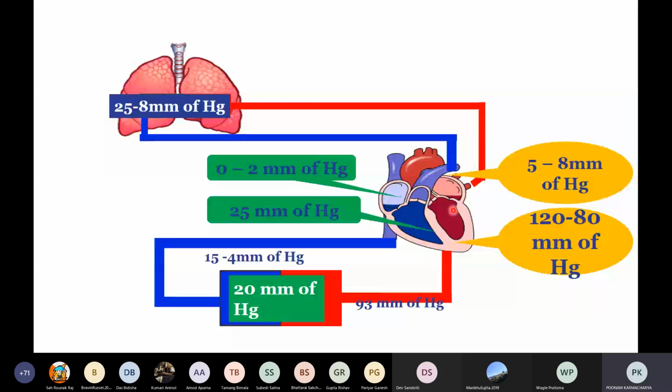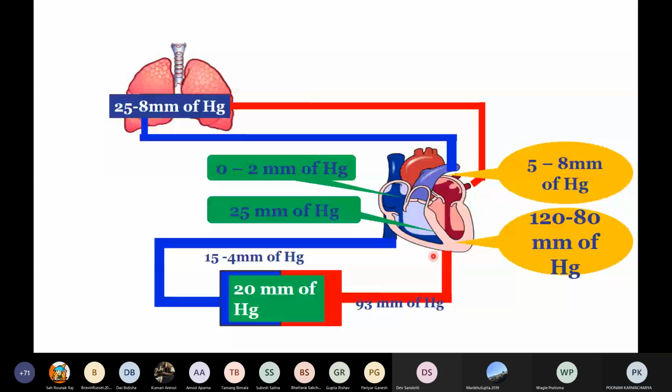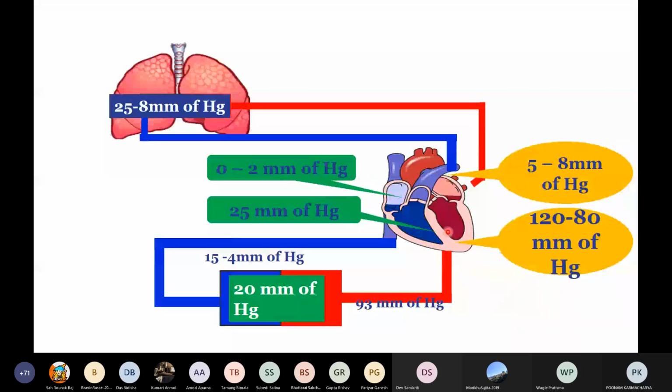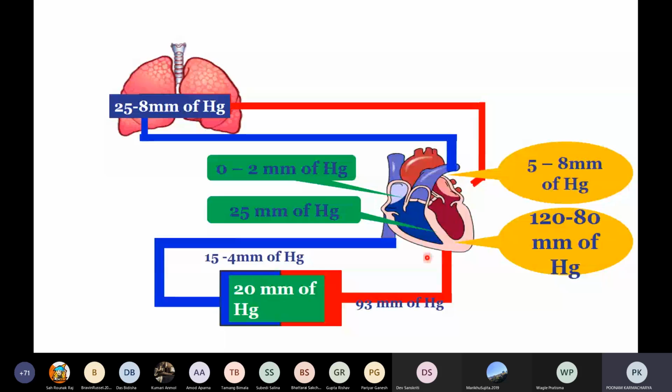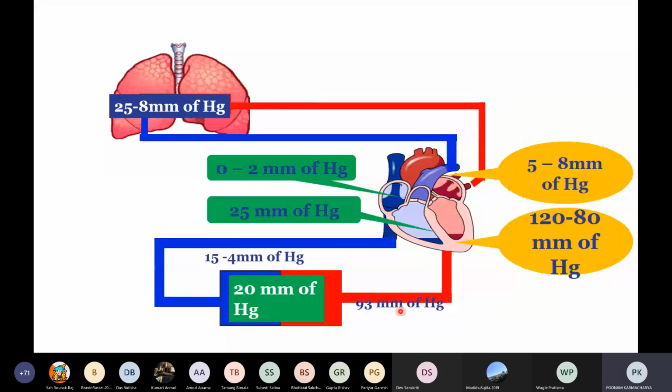Now what is this 93 millimeter of mercury? Because the blood was being ejected at 120 millimeter of mercury. Now arterial pressure. So what do you understand by mean arterial pressure?